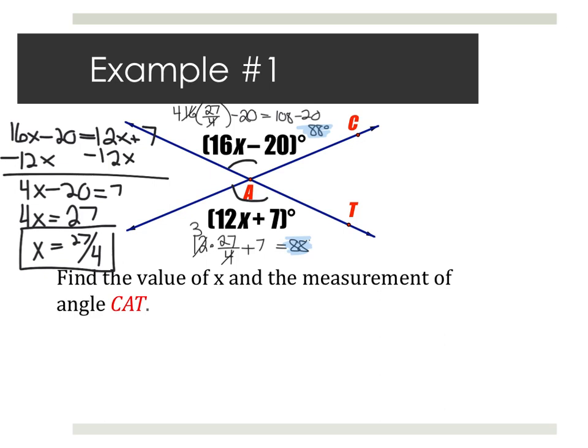Okay, so now we have to find the measure of angle cat. That is this angle right here. And so angle cat and these angles, they're linear pairs. So they have to add up to 180. So to get cat, I'm gonna do 180 minus 88 degrees, and it equals 92 degrees. Again, remember, I could have written it this way: 88 plus the measure of angle cat equals 180, subtract 88 from both sides, and you do get 92.